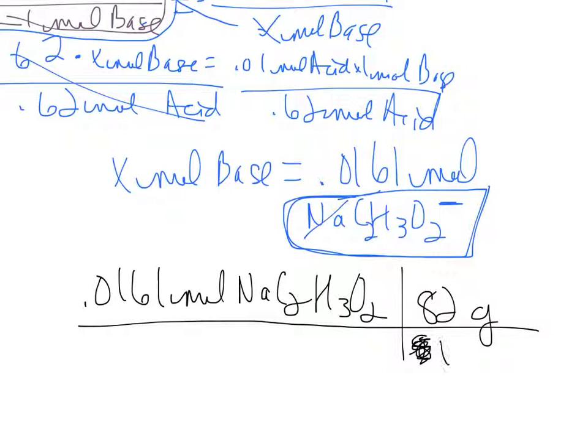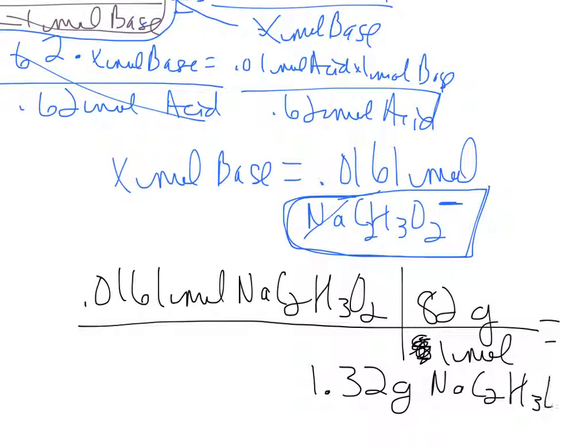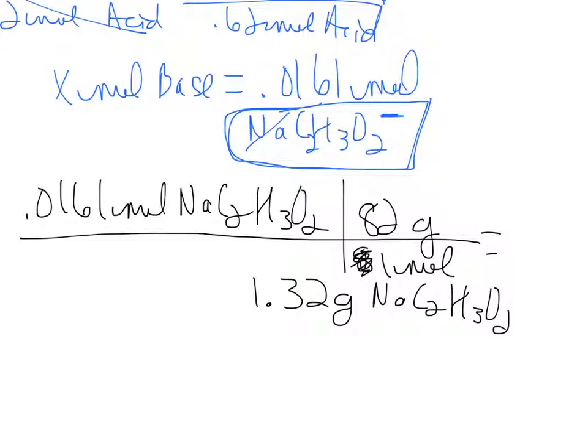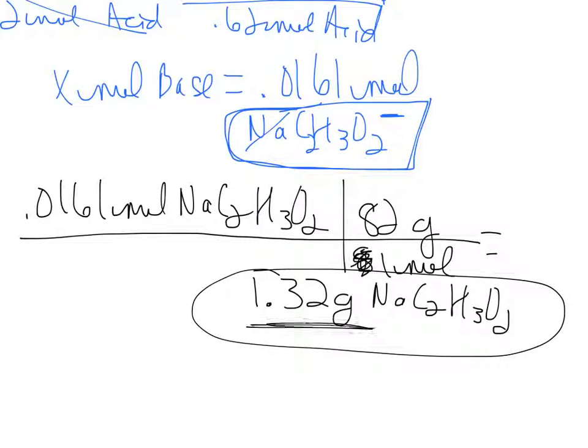82 grams per mole was the molar mass. And so what that means is that I add 1.32 grams of sodium acetate to that bottle. So going back, let's go back. This is my magic number of grams. And this is reasonable. I can weigh this.